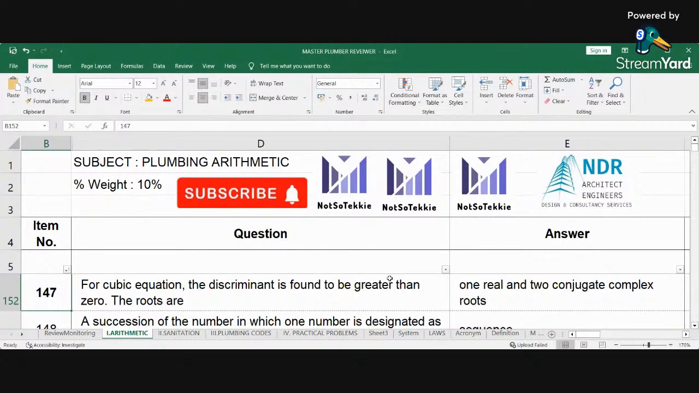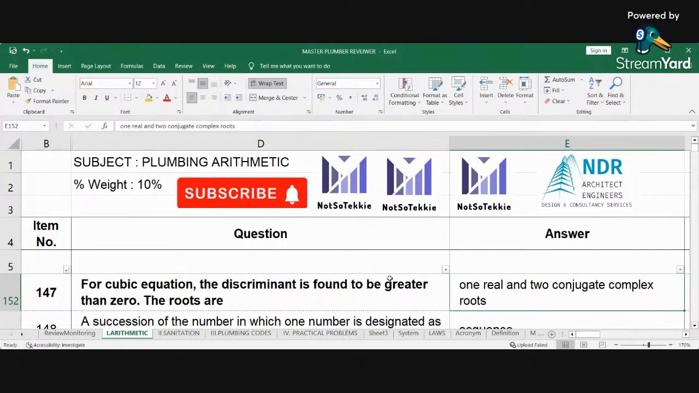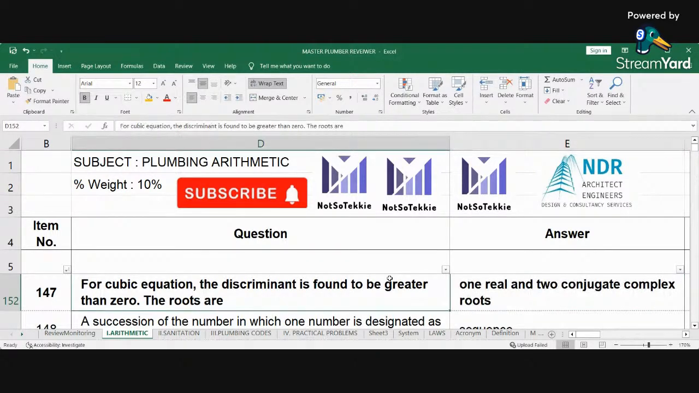147. For cubic equation, the discriminant is found to be greater than 0. The roots are 1 real and 2 conjugate complex roots.